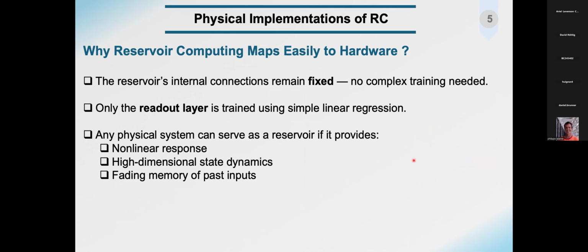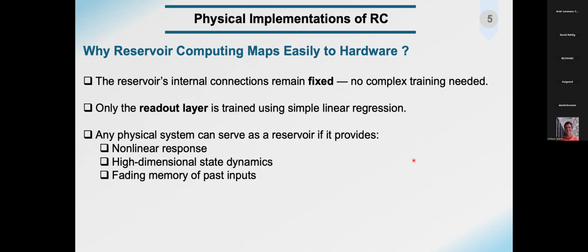If we ask why reservoir computing maps easily to hardware, the straightaway answer is the fixed reservoir inside. The internal connections are random, untrained, and kept fixed during training. So we are skipping the nightmare of backpropagation through time. It's a pure efficiency for any substrate. We only tweak the readout layer via straightforward linear regression, like ridge or pseudo-inverse, and the training is done in seconds, not in epochs.